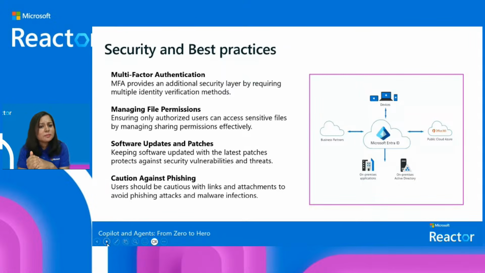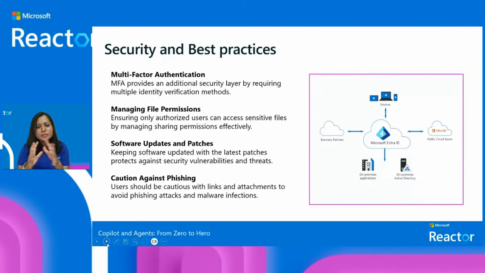By managing file permissions, you ensure only authorized users can access sensitive files. So if there is any type of sensitive data, only the people who have access to that file are able to look up and access that information. Also ensure that software updates and security patches are up to date so that any vulnerabilities or threats can be avoided. And if there is any type of malicious activity, like phishing, caution can also be enabled with the help of malware detection and neutralization of these attacks.